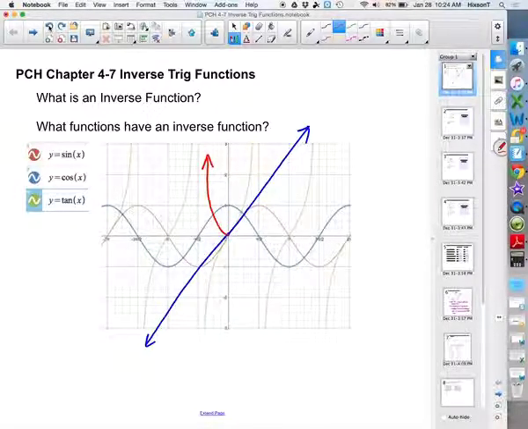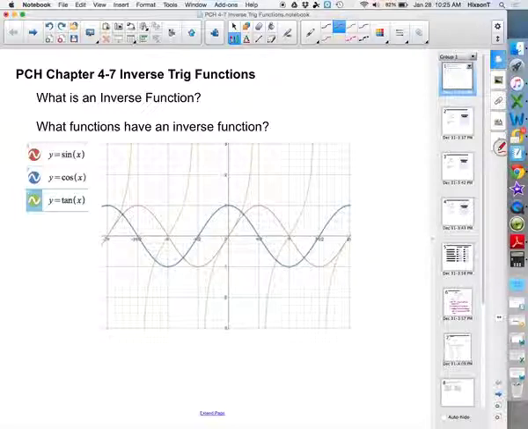Now question, how do I know before I even reflect it that this is not going to have an inverse function? Caitlin? If it doesn't pass the horizontal line test. There we go. We had that horizontal line test, and the term here was one-to-one. A function had to be one-to-one. In other words, not only does every x go to only one y value, but every y value is only mapped from one x value. Here, this fails the horizontal line test, so it does not have an inverse function.